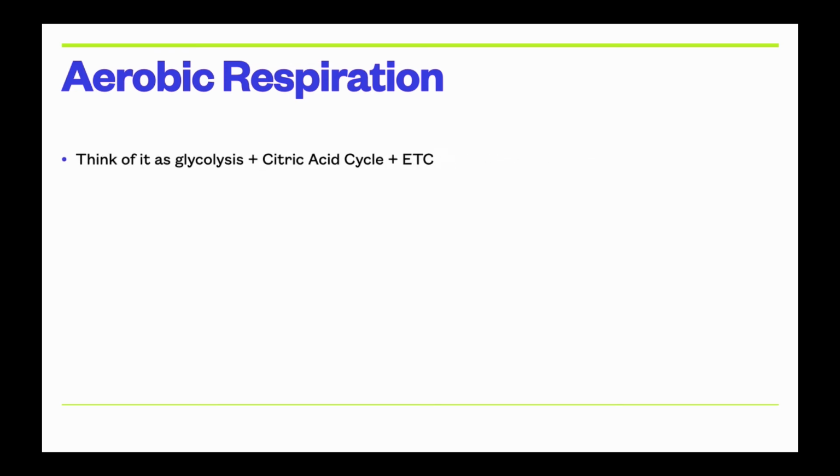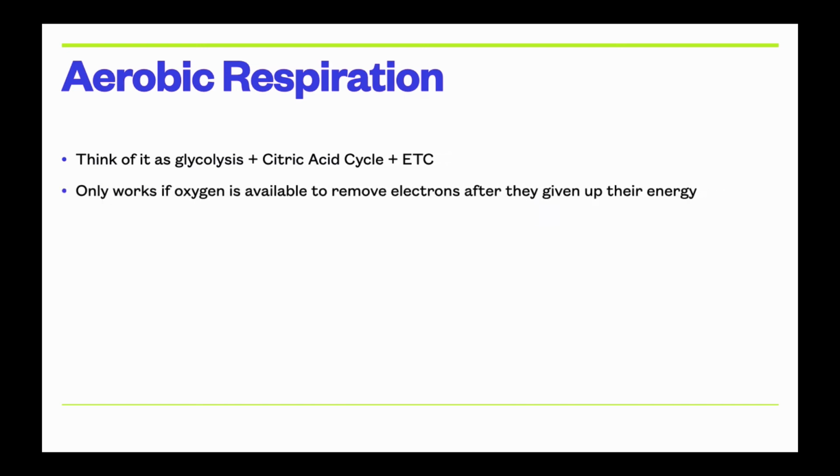And aerobic respiration is basically three things together. It's glycolysis plus the Krebs cycle, or the citric acid cycle, plus the electron transport chain. All three of those combined make up what you may see referred to as aerobic respiration. It only works if oxygen is available, because remember, oxygen is needed by the electron transport chain to accept those electrons after they've given up their energy. It is the final step of the electron transport chain. Written chemically, it's half of an O2 molecule plus 2 hydrogen ions produces 1 water molecule.